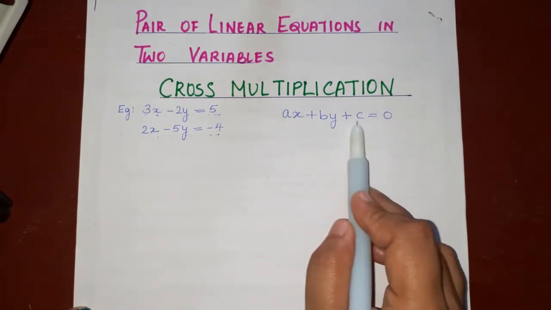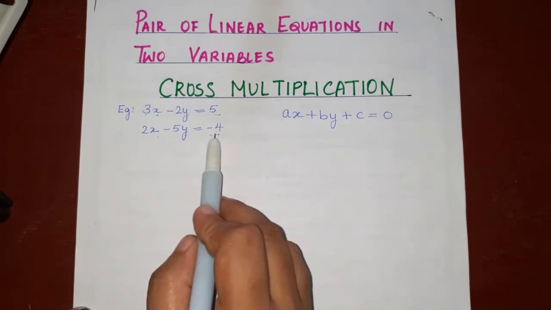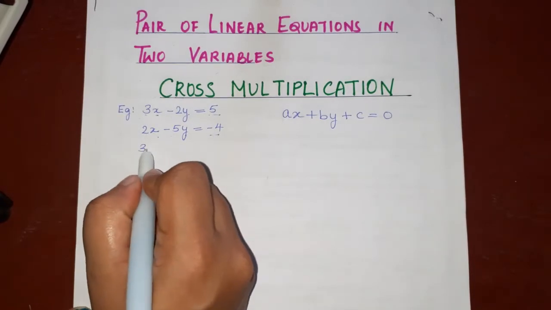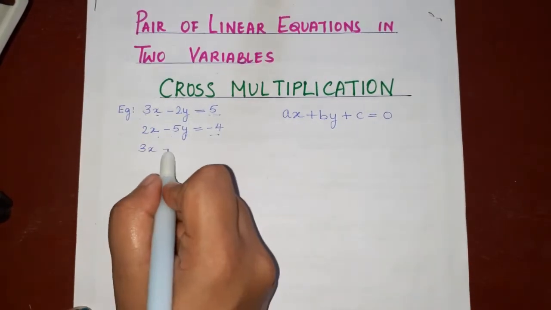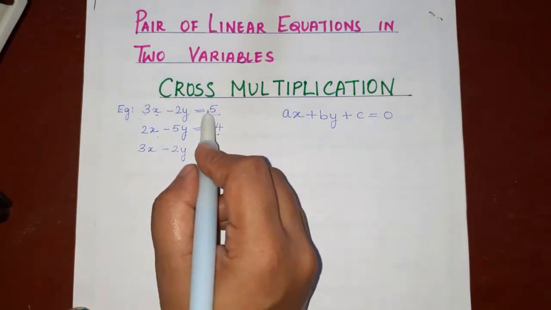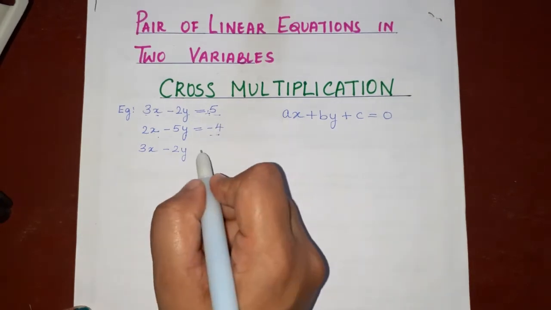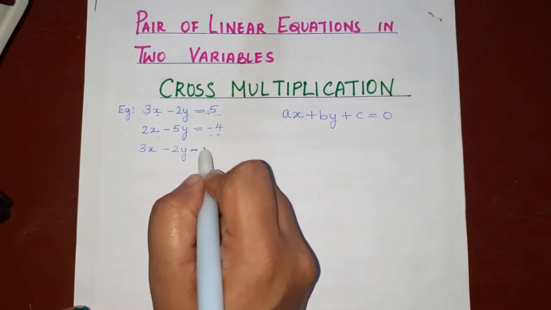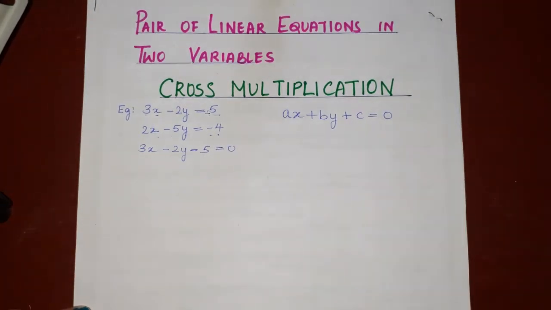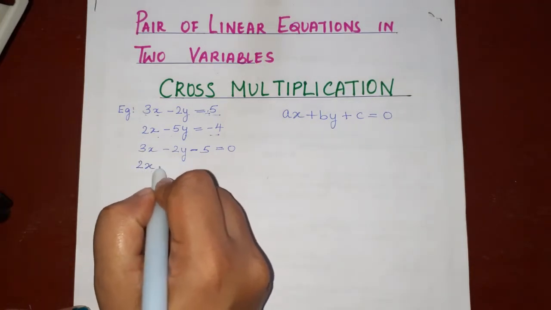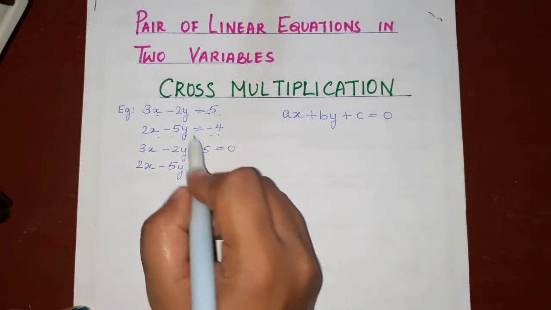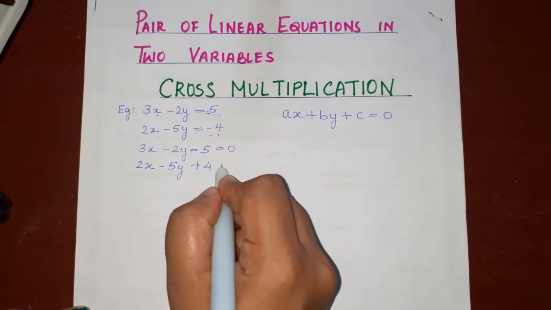See here, the c part, the third term, is on the left hand side, but here it is on the right hand side, so we first need to get it on the left hand side. So I'm copying the first equation: 3x minus 2y. Over here this number 5 is with a positive sign, so when it comes to the left hand side it gets a negative sign, equal to 0. Similarly my second equation changes to 2x minus 5y. This 4 is negative, so it will become positive on this side, plus 4 equal to 0.